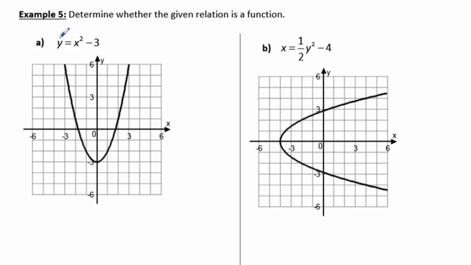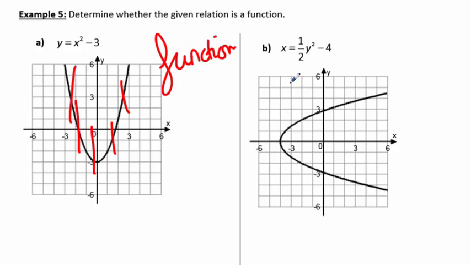If the equation is y equals x squared minus 3x, the graph looks like this. And just imagining your vertical lines, they're going to be able to go through, no problem, so this one is a function. If the graph is the equation x equals 1/2 y squared minus 4, you can see right away that you're going to have some problems with vertical lines. This is not a function.